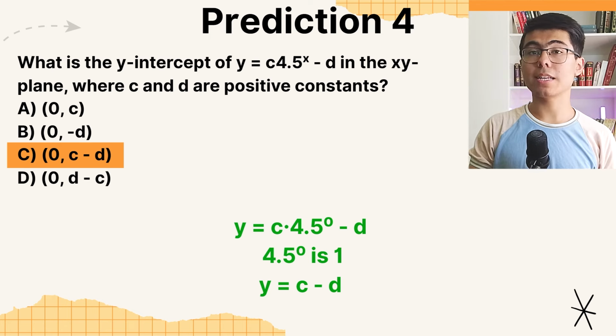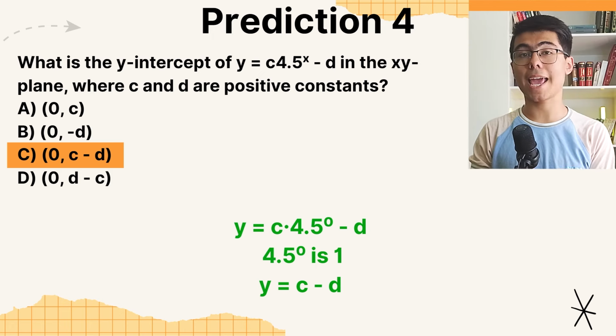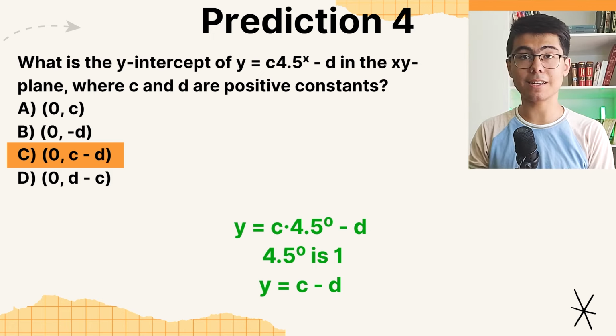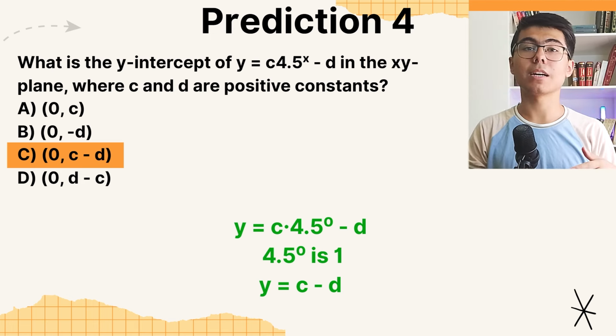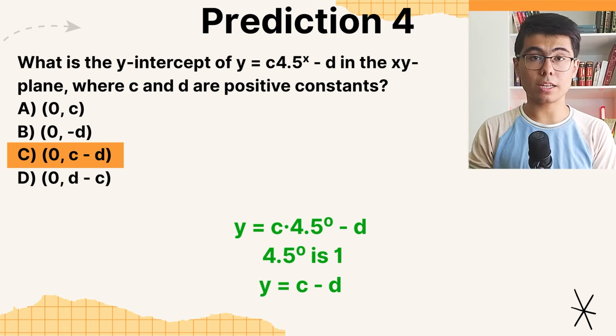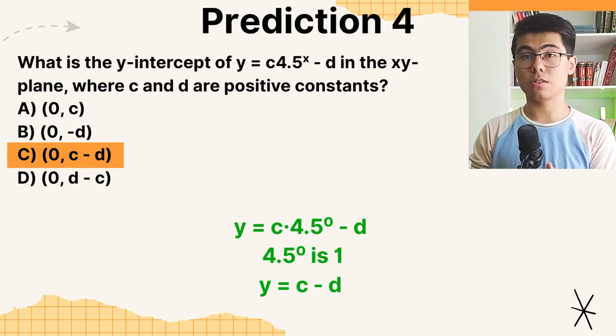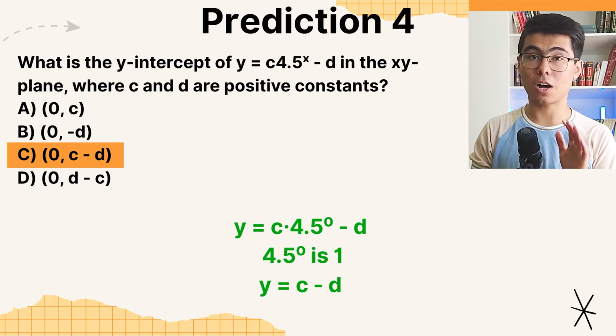So the key takeaway is, for exponential functions of the form y equals c times a to the power of x, minus d, the y-intercept is always c minus d, because a to the power of 0 equals 1. So always set x equals 0 and simplify it first, and this will be your safest move on the SAT.